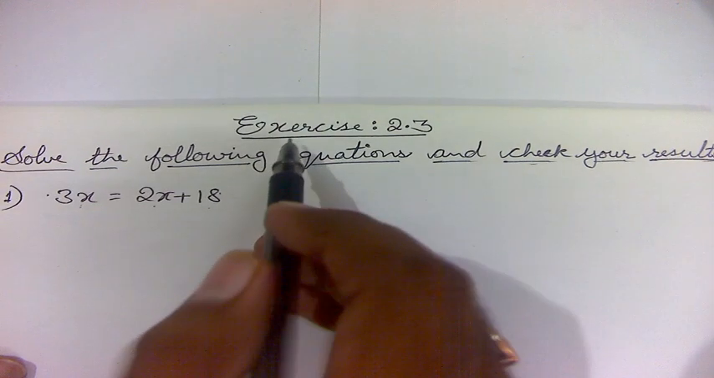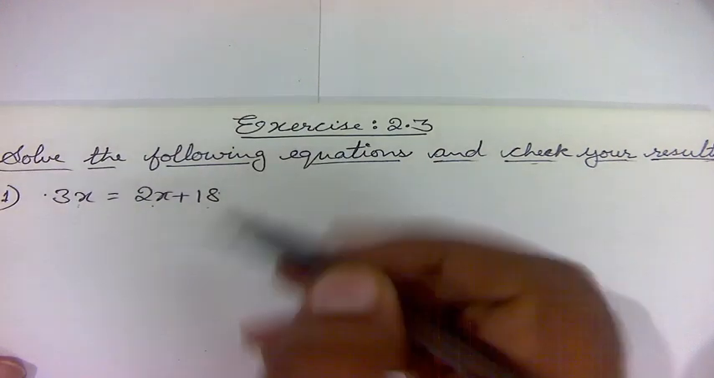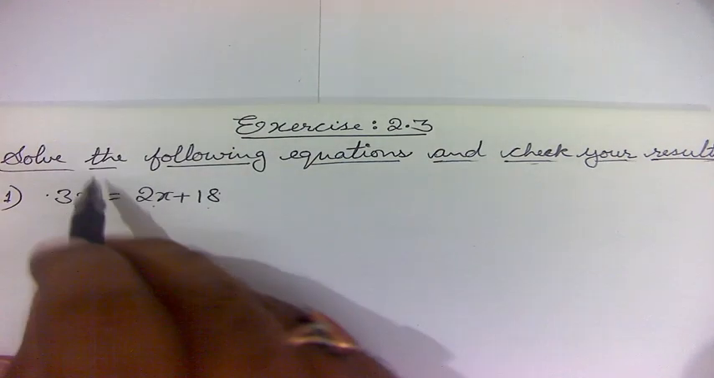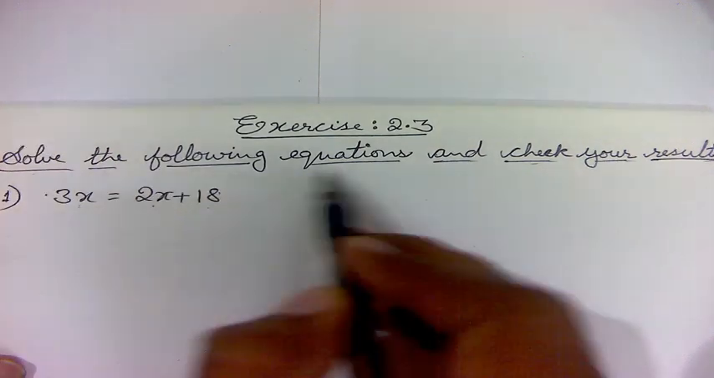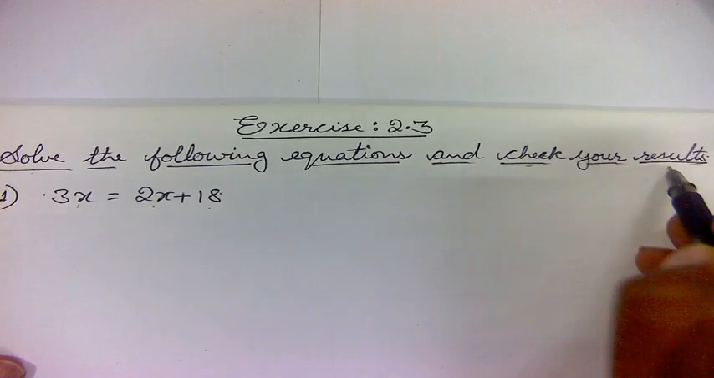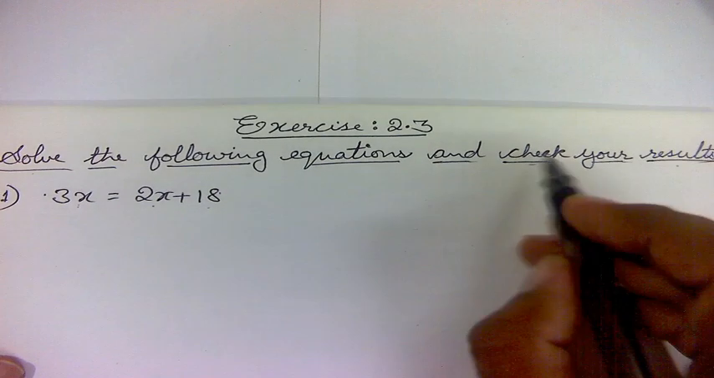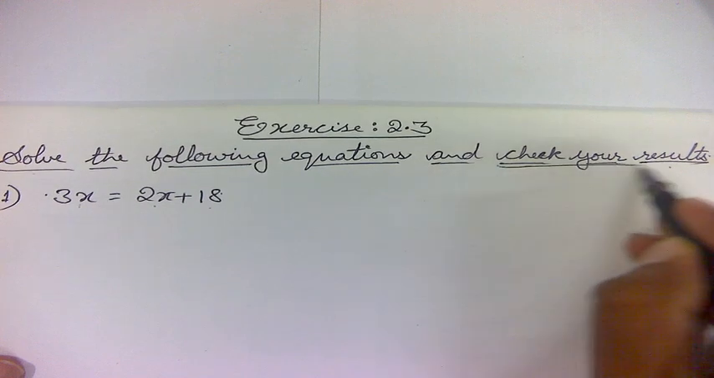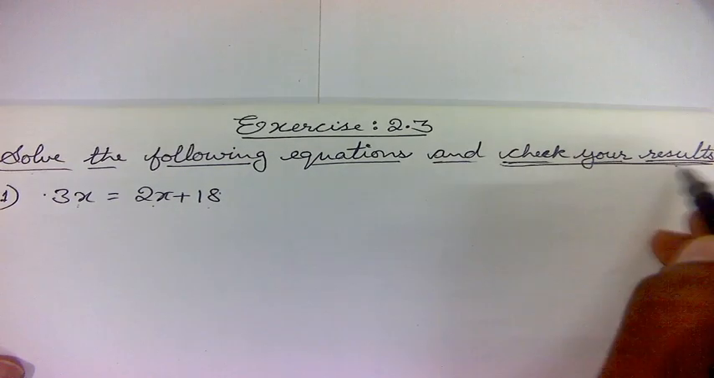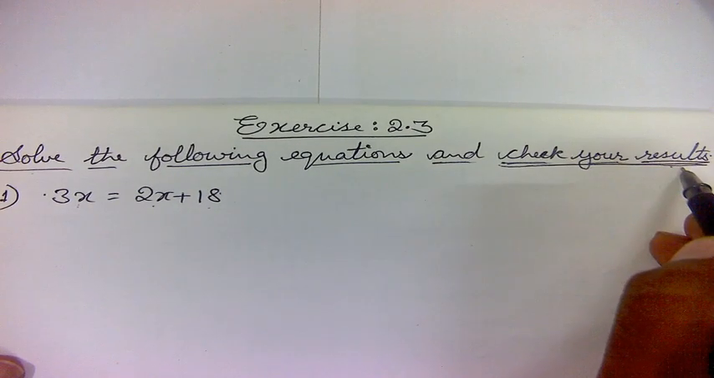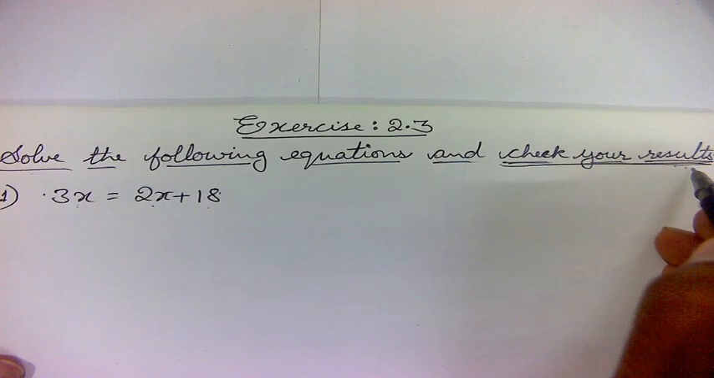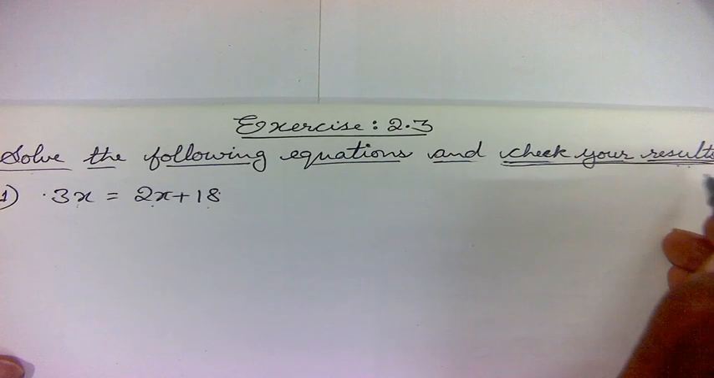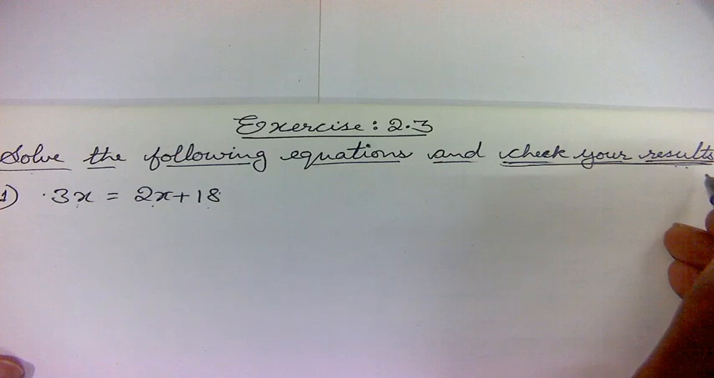Here the variable is on the left hand side and also on the right hand side. We'll start with the exercise because solving will not be a big problem. The question says: solve the following equations and check your results. Now this is the part which you have to take care. You have to check your result also. After solving the equation, you have to check whether your result is true, right or wrong.